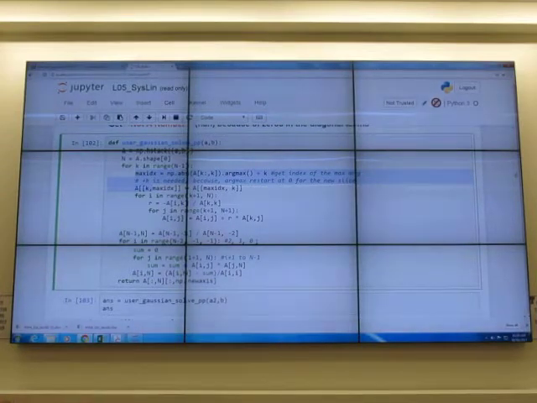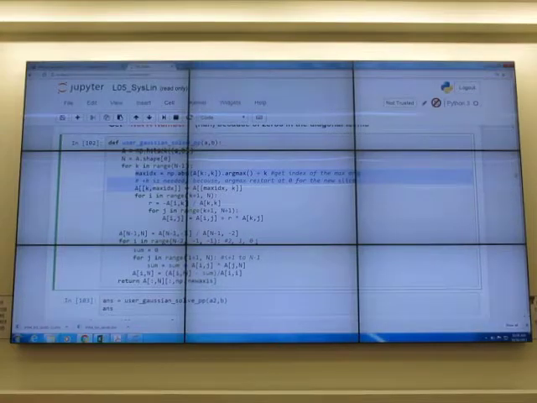Oh, I'm sorry, my fault. The slow step is not back substitution, but it is Gaussian elimination. Gaussian elimination has 3 nested for loops. So that's the slow step. If you have many for loops, that's the slow step.